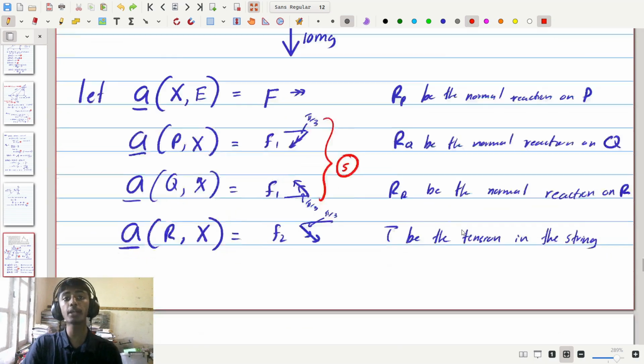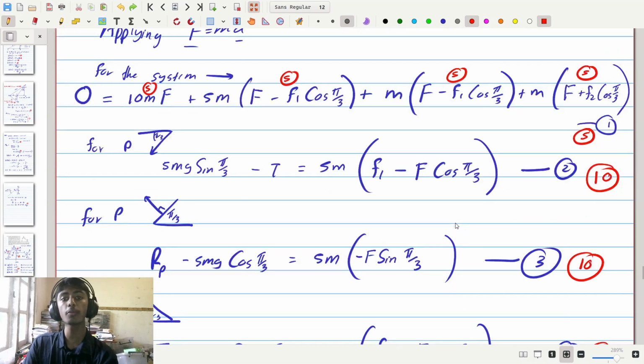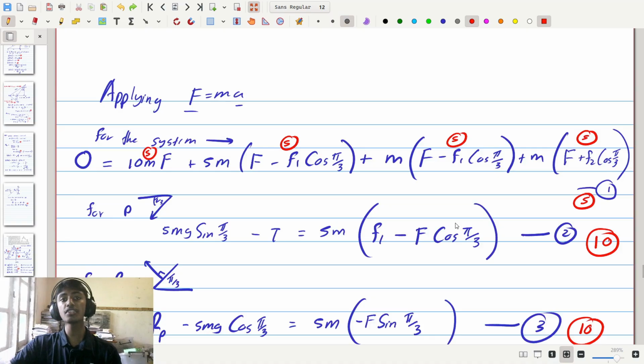All of those forces being marked correctly, of course, gets you a total of 10 marks. Now after marking all of the forces like this, when you then go to making equations, for the first equation where you apply for the system, for each of the individual components of MA, you have the MA of the block, MA of P, MA of Q and MA of R. For each of those MA components, you get 5 marks each. So 5 marks here, 5 marks here, 5 marks here and 5 marks here. And then if you get the entire equation right, including the equals 0 part here, you get another 5 marks.